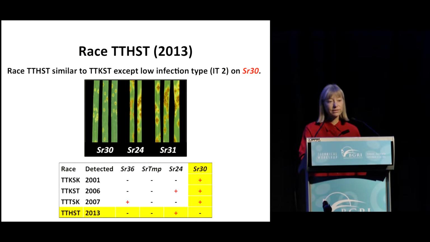Race TTHST is similar to TTKST, except that it produces a low infection type on SR30. You can see the low infection type on SR30 in the photo, and the high infection types on SR24 and 31. And I'm including SR31 because of the importance of this virulence. Now the summary table includes the new race, TTHST, and its unique avirulence on SR30. It is also virulent on SR24.